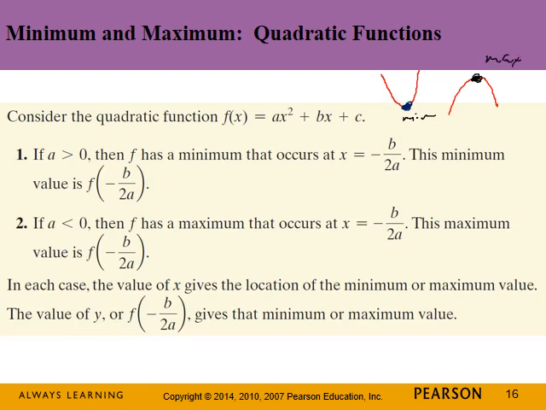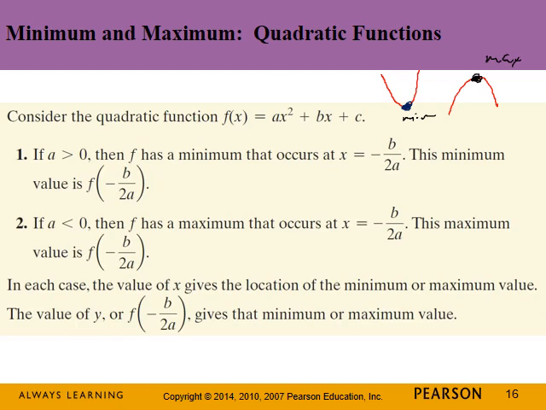So if it opens up, you know that the A value is positive, so you know it has a minimum. If it opens down, the A value is negative, and you know that it has a maximum. However, there is a distinction that you have to make between some notation, and I want you to pay very close attention because it can cause you to get answers incorrect.